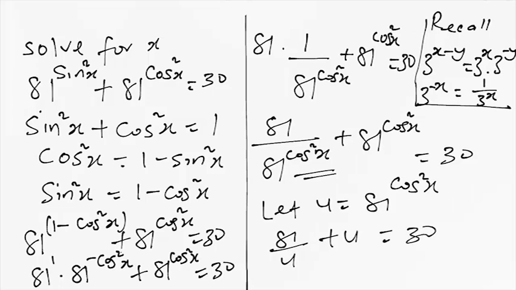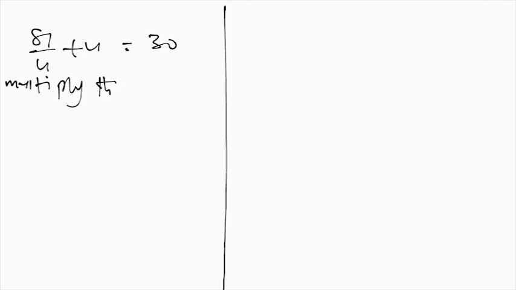So then we can now simplify this equation and solve for u. Now that being said, we have 81 divided by u plus u equals 30. So when we multiply all through by u, multiply through by u.